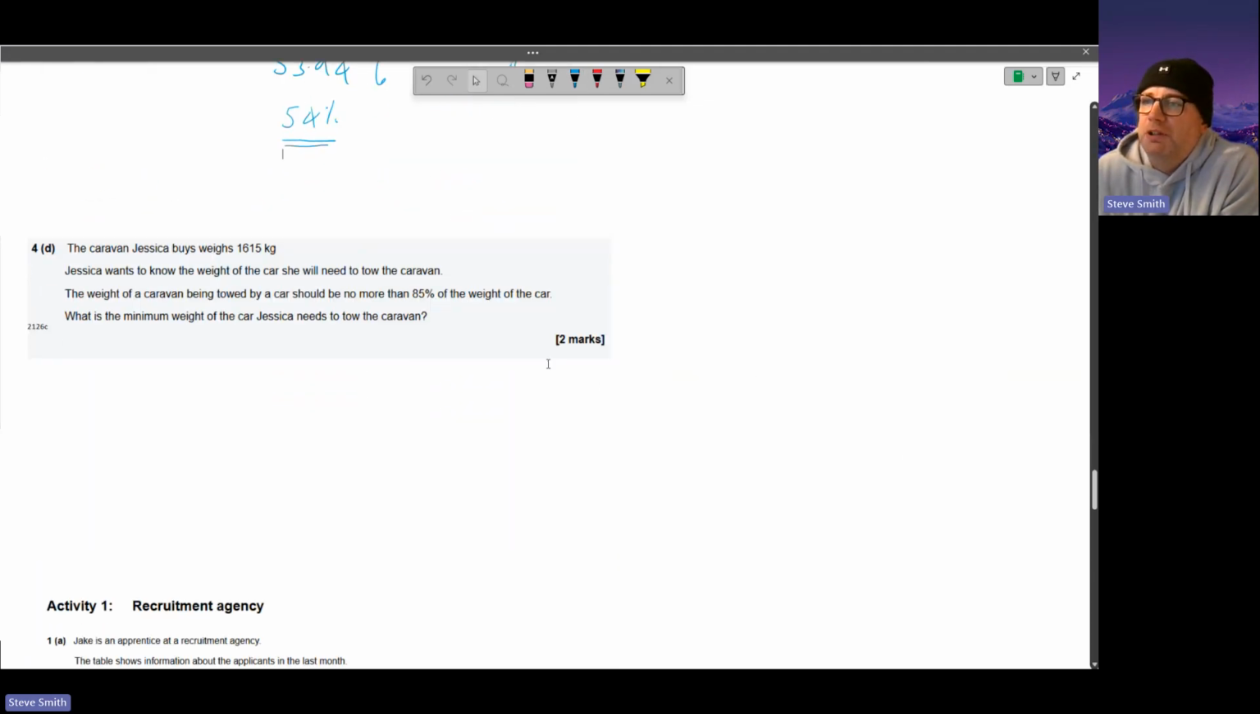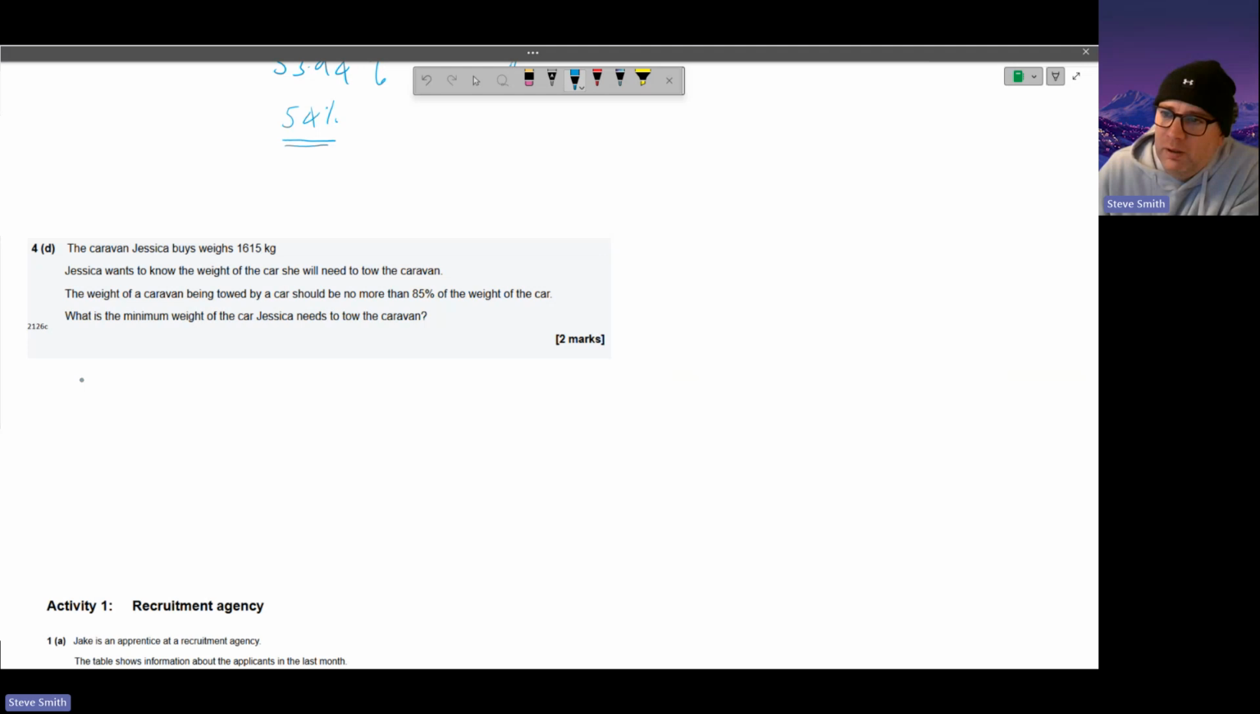Let's scroll down. Right, Jessica the caravan Jessica buys weighs 1,615 kilograms. Jessica wants to know the weight of the car she will need to tow the caravan. The weight of the caravan being towed by the car should be no more than 85% of the weight of the car. What is the minimum weight of the car Jessica needs to tow a caravan? 2 marks.